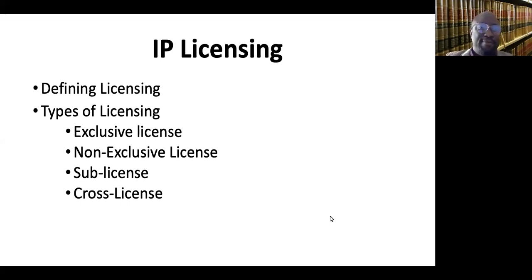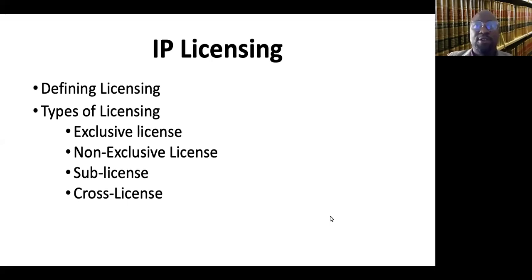I've highlighted four types of licensing agreements, and the first is the exclusive license. With an exclusive license, no other party can use the licensed IP during the license term. It grants exclusive rights to the licensee. So no other party can use the licensed IP during the term of the license.